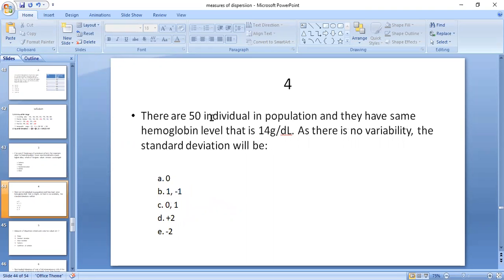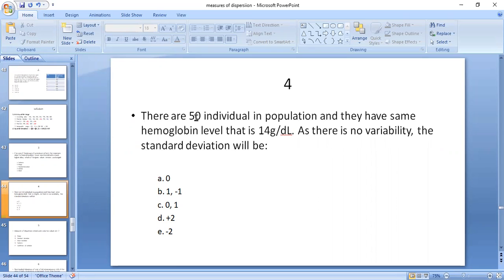Fourth MCQ is there are 50 individuals in the population and they have the same hemoglobin level, that is 14 gram. All the 50 individuals have 14 gram per deciliter of hemoglobin. As there is no variability, the standard deviation will be whether 0, 1, plus 2 or minus 2. In this case, 0 will be the correct option.